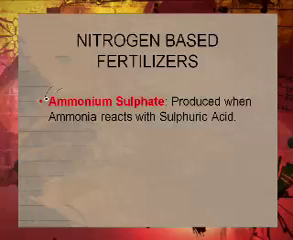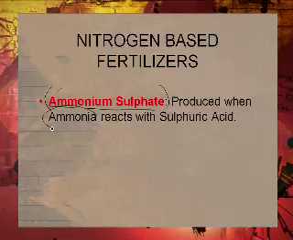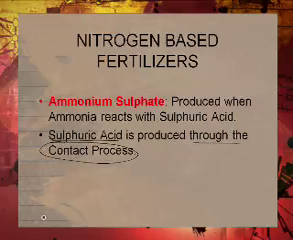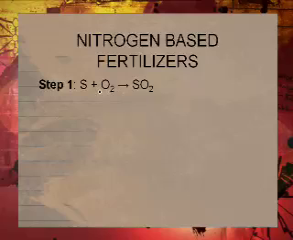Now, another nitrogen-based fertilizer is ammonium sulfate. How is this one produced? It's produced when ammonia reacts with sulfuric acid. And sulfuric acid is produced through a process called the contact process. Now, step one in the contact process, sulfur reacts with oxygen to give us sulfur dioxide.